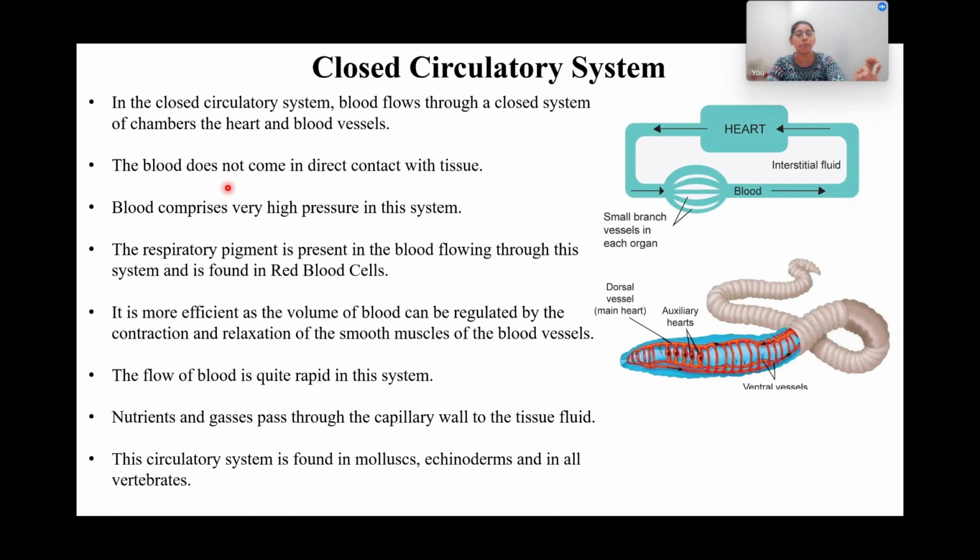the smooth muscles. This is what we were trying to compare with when, in the previous slide, I mentioned that we cannot stop the blood flow. And the blood flow, because of contraction and relaxation, is quite rapid in the system. And as I mentioned, there is a medium of exchange of nutrients and gases between the blood and the organs, which happens via the capillaries. Such a closed circulatory system you will find in mollusks, echinoderms, and in all vertebrates. So basically, your heart is also a closed circulatory system.